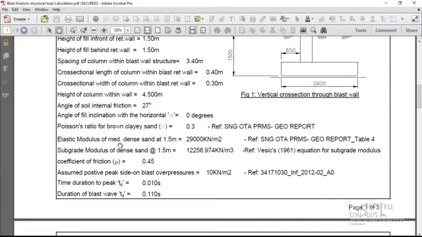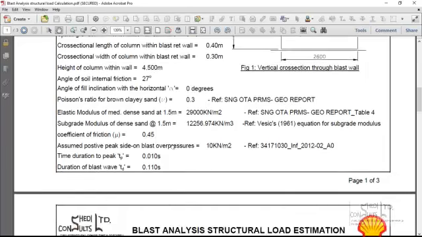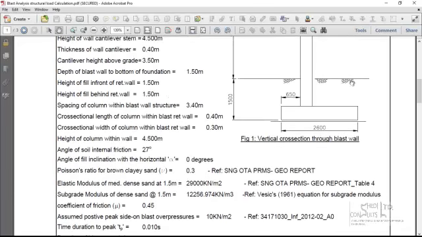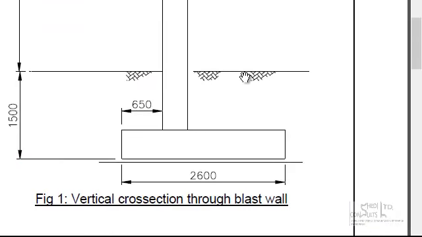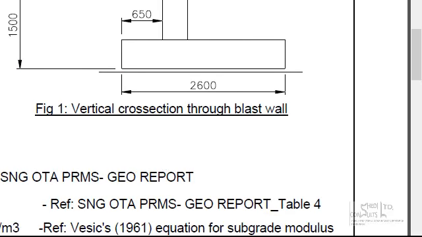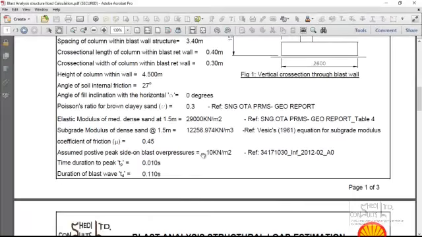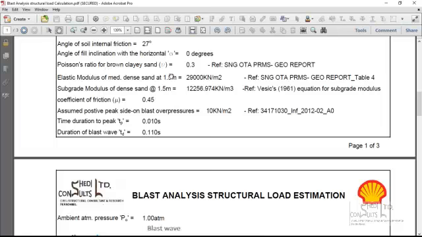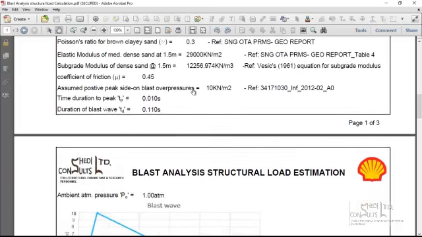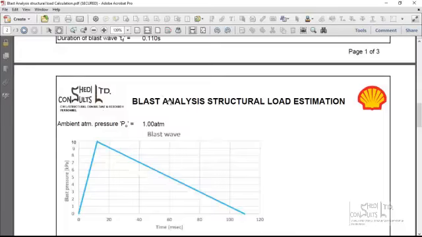The angle of shear resistance of the soil at the depth is 25 degrees. The angle of inclination of fill, so this is the fill after constructing the foundation, when you backfill. The angle that this fill makes with the horizontal in this case is 0. This is used in the calculation of the coefficient of active earth pressure in compliance with Rankine earth pressure theory. The Poisson's ratio of the soil is 0.3. The coefficient of friction is this, and so on. So these are the soil properties.